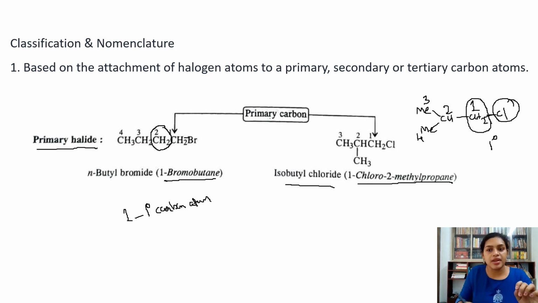Why is it called a primary carbon? This carbon is directly attached to only one carbon atom. Carbon number 1 is directly attached to only carbon number 2. Hope you got the idea. So these two compounds are the examples of a primary halide.